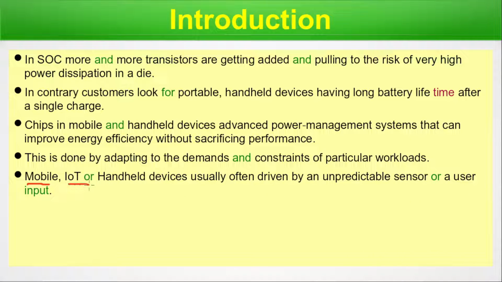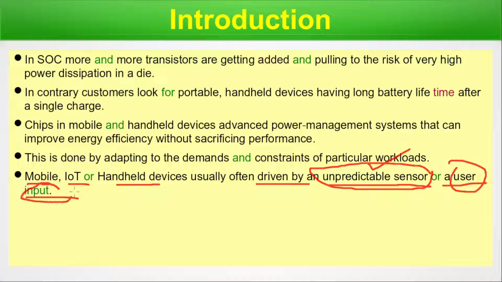Mobile, IoT or handheld devices are often driven by unpredictable sensor or user input. If it is a wearable device like a smartwatch, it is monitoring maybe your heart rate or something. So there is a sensor, right? Or user input. In case you are using a smartphone, the app you are operating by hand is your user input. These are the typical examples that you find in day-to-day life nowadays.